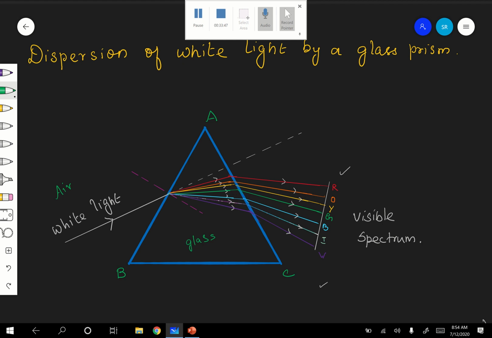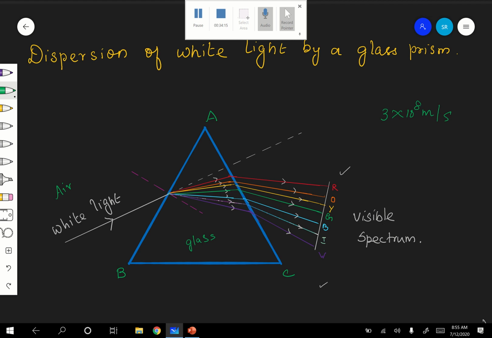Why? Very important. Though it has all the 7 colors, all the colors are traveling with the same speed. What is the speed of light? 3 into 10 power 8 meter per second. So in an air medium, when white light is traveling, each and every color from red to violet travels with the same speed.